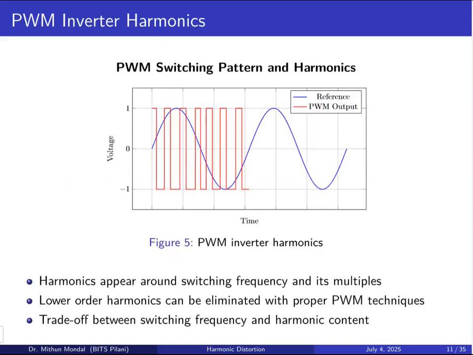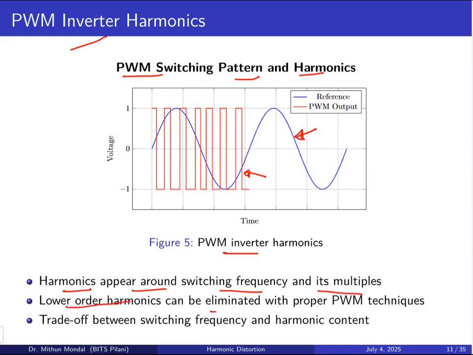PWM inverter, which is the pulse width modulation inverter harmonics. So here you can see that the sine wave is the reference, and the pulse is basically the output. So we are getting the PWM switching pattern, and there will be harmonics present because of this inverter action. The harmonics will appear around the switching frequency. At whatever frequency we produce the switching, around that the harmonics will be there, and its multiples will also be associated with it.